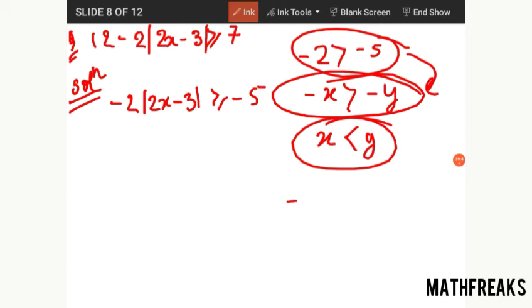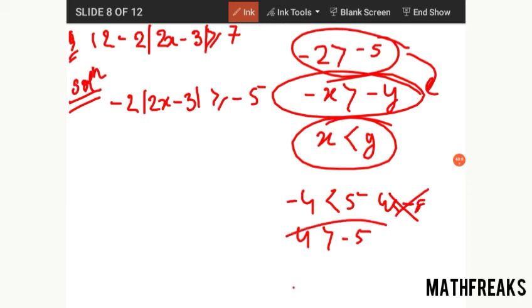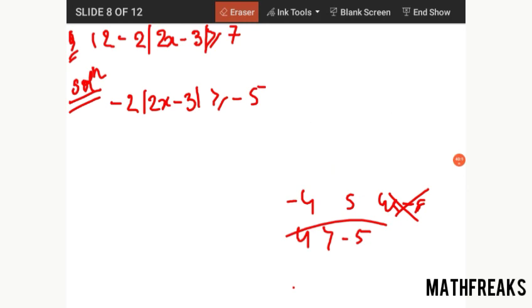Again, for example, if I say -4 is less than 5, and you change the signs, then you also have to change the inequality. That is, you can write 4 is greater than -5. But if you don't change the inequality, it will be 4 is less than -5, which is not true. So you also have to change the inequality sign if you change the signs of the RHS and the LHS.